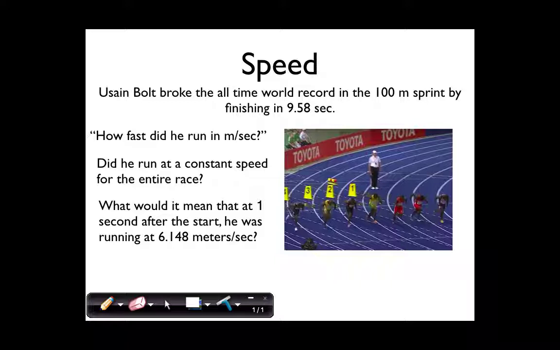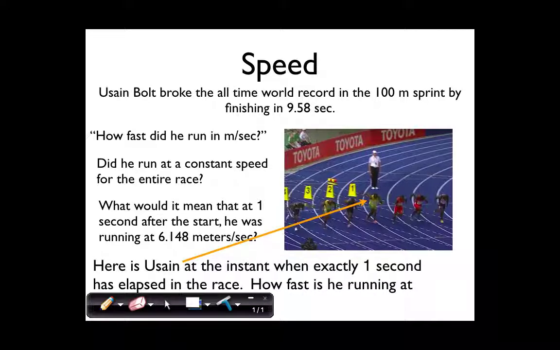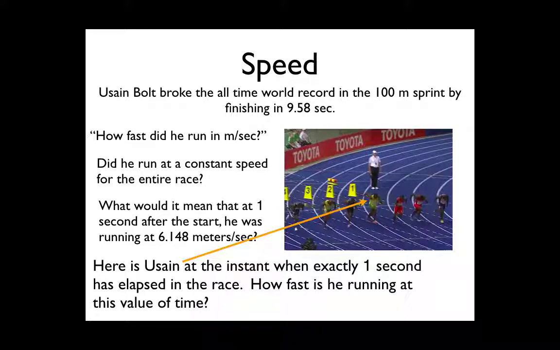Well, this here's a picture 1 second into the race. Move this out of the way a little bit. So this is 1 second into the race. How fast is he running? Well, it says 6.148 meters per second, which sounds pretty fast, but it looks to me like I'm running the exact same speed as he is. I'm just less blurry, right? But he's not moving in that picture. I'm not moving too much.